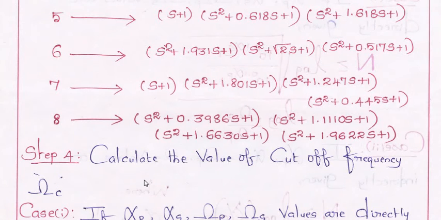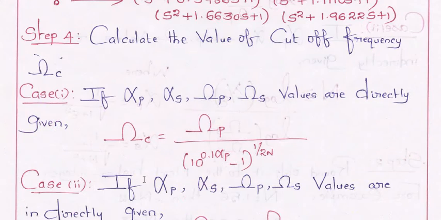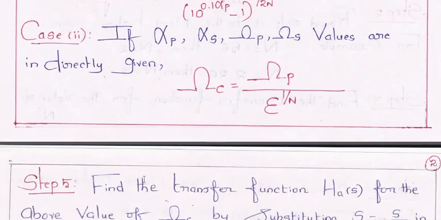Step 4, calculate the value of cutoff frequency ohm c. Here you are having two cases. Case 1, if alpha p, alpha s, ohm p, ohm s values are directly given, ohm c is equal to ohm p divided by (10 to the power 0.1 alpha p minus 1) whole power 1 by 2n. Case 2, if alpha p, alpha s, ohm p, ohm s values are indirectly given, here ohm c is equal to ohm p divided by epsilon to the power 1 by n.